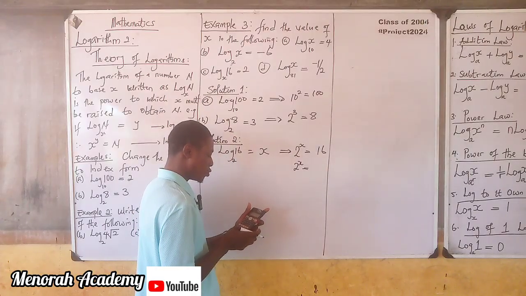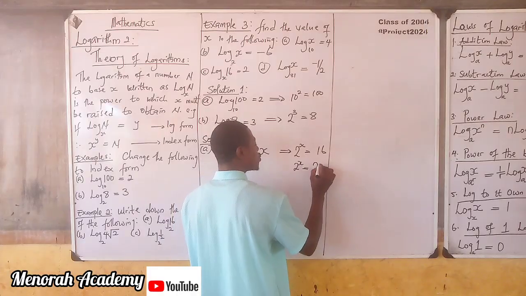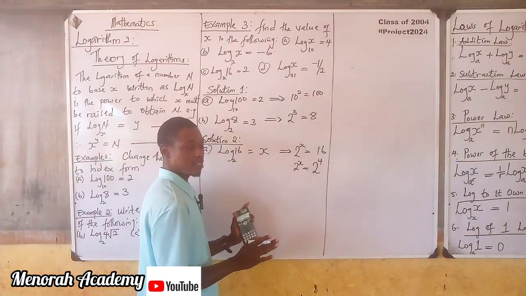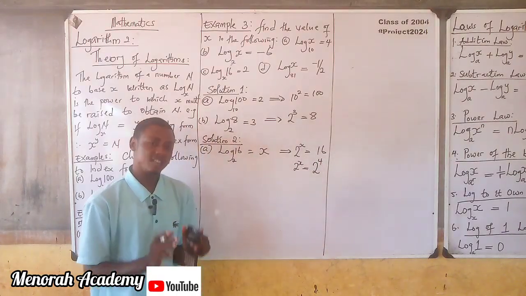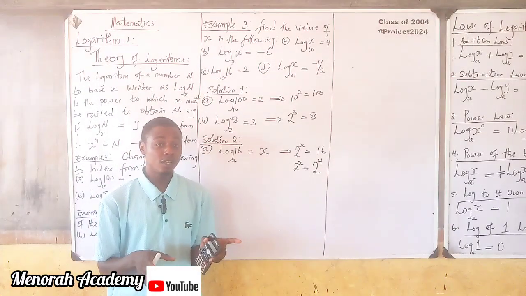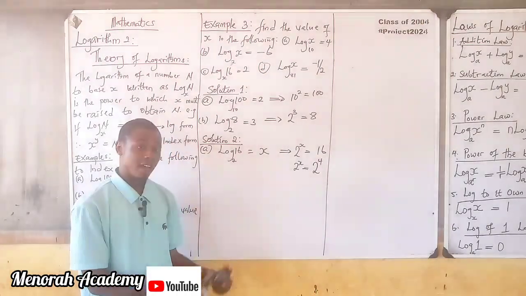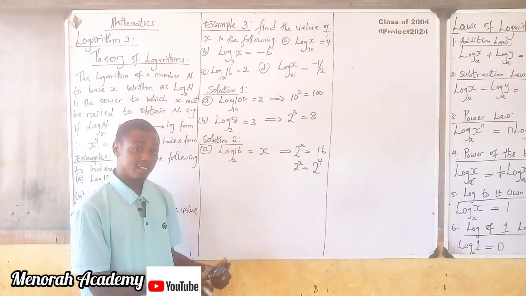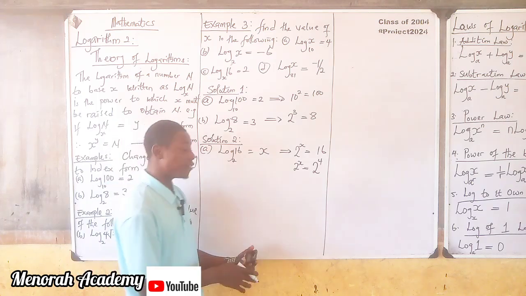Now 2 times 2 times 2 times 2 will give you 16. That means 2 raised to the power of 4 will give you 16. Now according to the law of indices, I have made a video on that already. You can check the videos, they are there in my playlist.